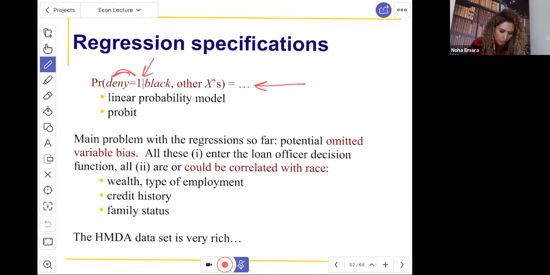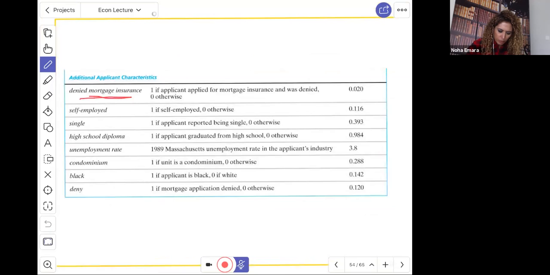Deny being 1. So this is the probability of a loan application being denied, whether you're applying for a loan for a condo or just a house, right? Or otherwise, whether the applicant is Black, it takes a dummy variable. Okay, this is our dependent variable actually. This is the Y. It takes 1 if denied and 0 otherwise, and so many other factors.